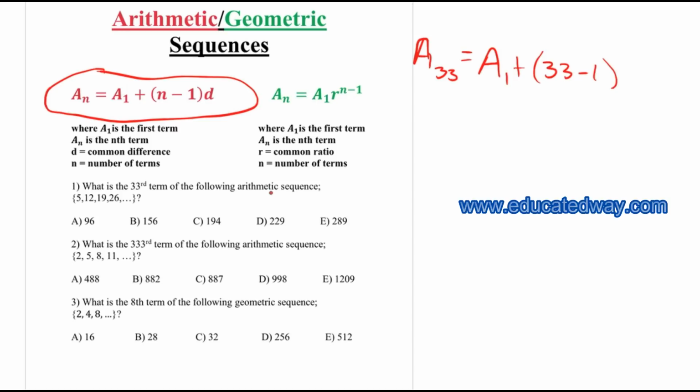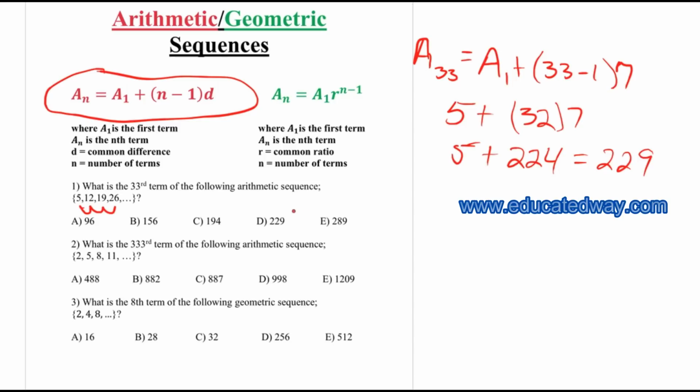Now, what is d? D is the common difference. What number are we adding or subtracting each time? That is the definition of an arithmetic sequence. Well, we go from 5 to 12, we add 7, we add 7, we add 7. 7 is our common difference, times 7. So the first term is 5, so it's 5 plus 32 times 7, which is 5 plus 224 equals 229. Answer choice D.